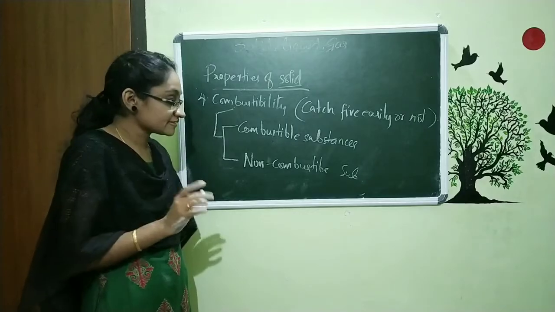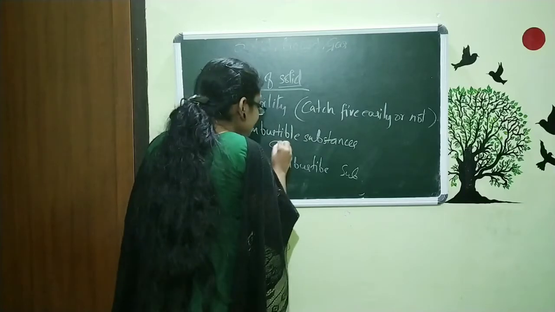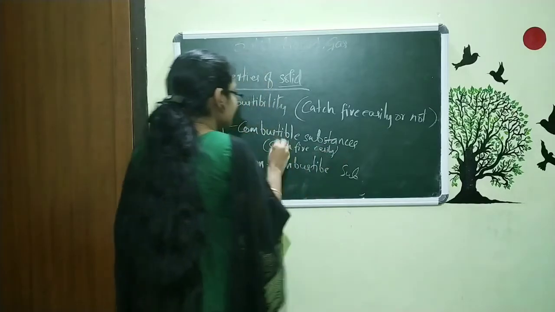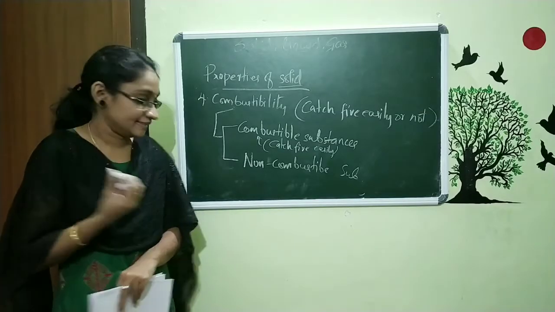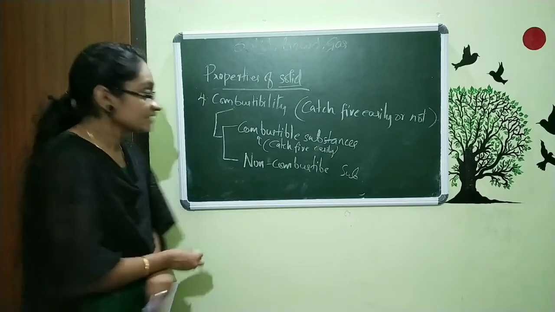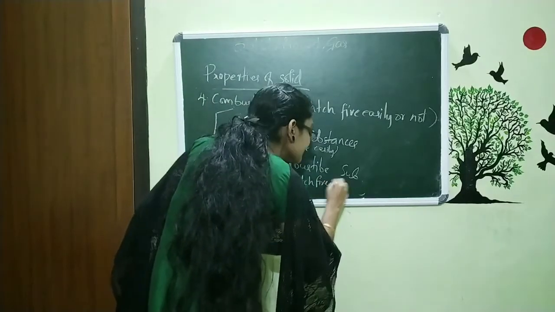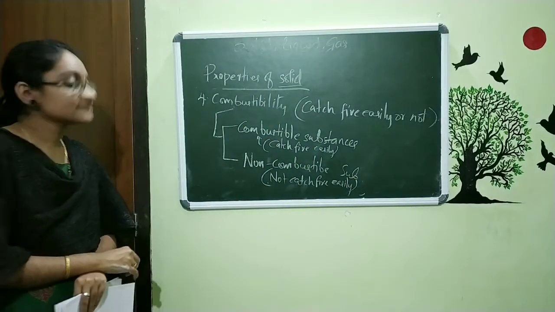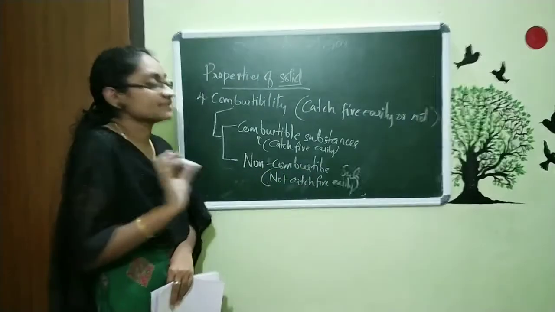Combustible substances are getting fire very fast. So we can say they catch fire easily. Combustible substances are the substances which catch fire easily. And what about the non-combustible substances? Non-combustible substances means they do not catch fire easily. So combustible substances are the substances which catch fire easily, and non-combustible substances are the substances which do not catch fire easily.